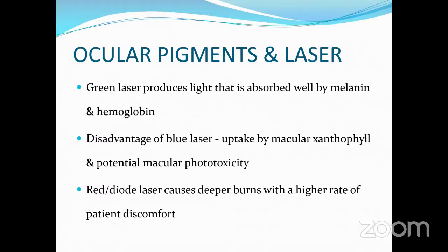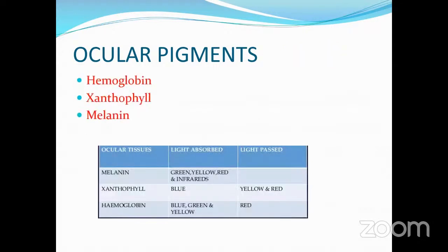Disadvantage of blue laser is its uptake by the macular xanthophyll and potential macular phototoxicity. Therefore, instead of using a blue-green, you shift more to the green side when you're using a macular laser. Red or diode laser causes deeper burns with a higher rate of patient discomfort. Now, the main ocular pigments are hemoglobin, xanthophyll, and melanin. Melanin absorbs green, yellow, red, and infrared. Xanthophyll absorbs blue but passes on the yellow and red. And hemoglobin will absorb blue, green, and yellow but passes on the red.